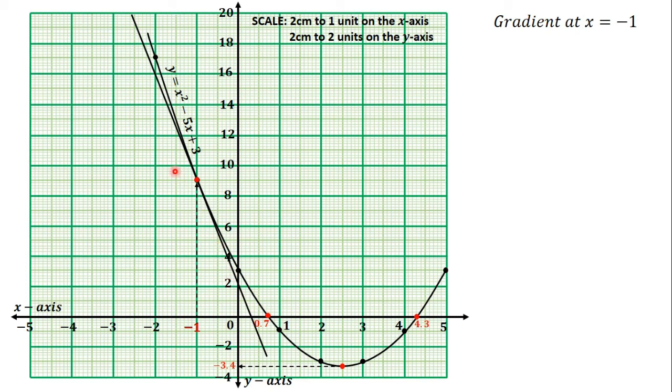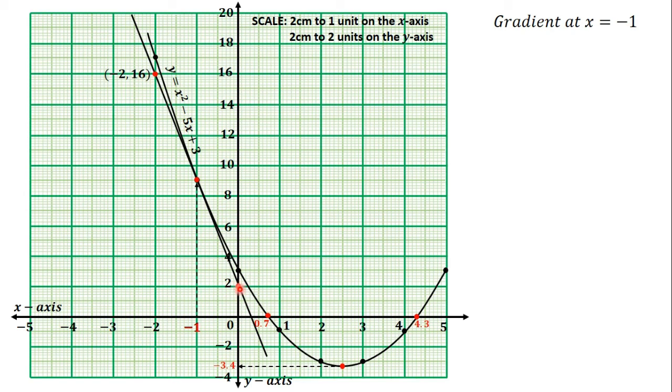So let's do that. I'm going to choose this point here as my first point. Then I'll choose this one as my second point. You have to find the coordinates of these points. So you trace it to the x-axis to get the x-coordinate, which is -2 here. You trace it to the y-axis to get the y-coordinate, which is 16. So the coordinates of this point are (-2, 16).